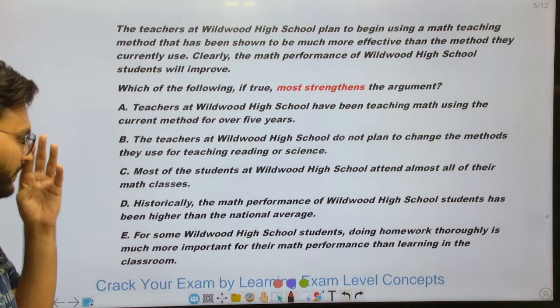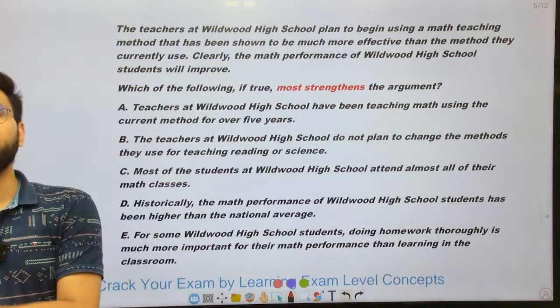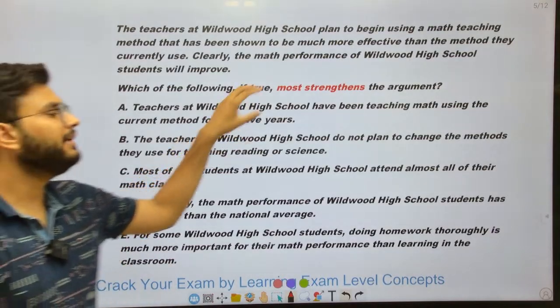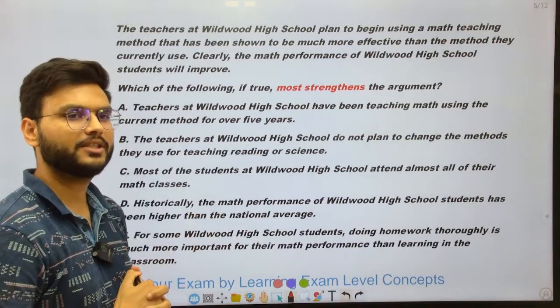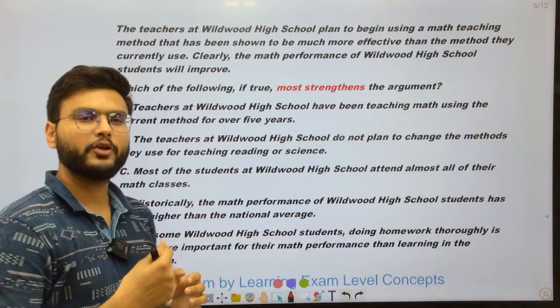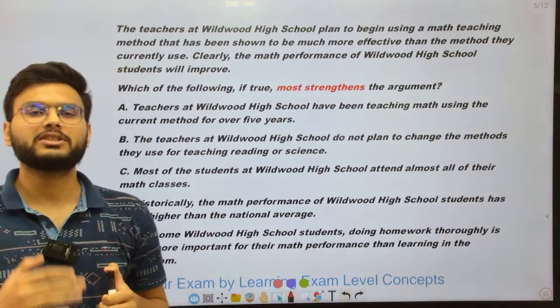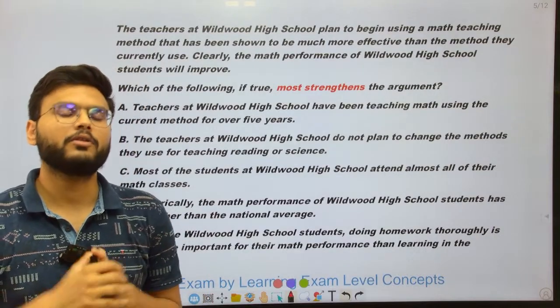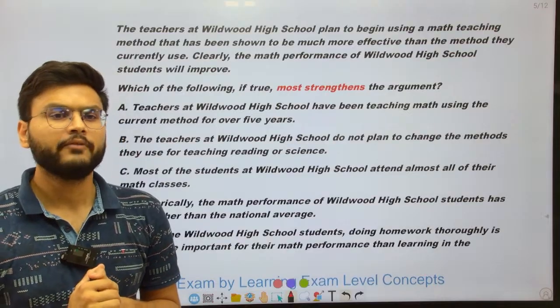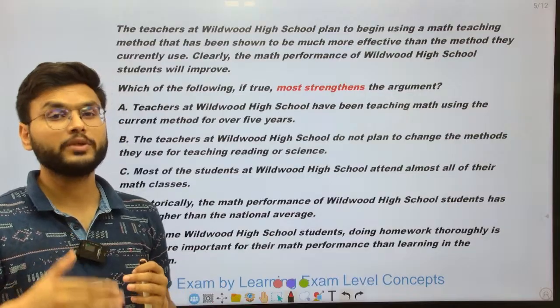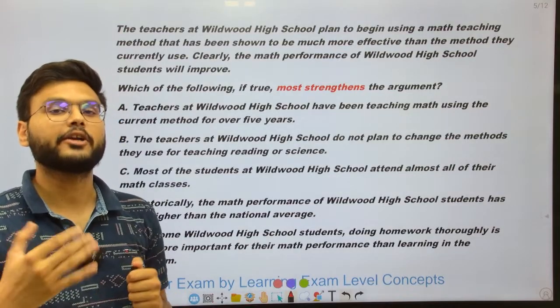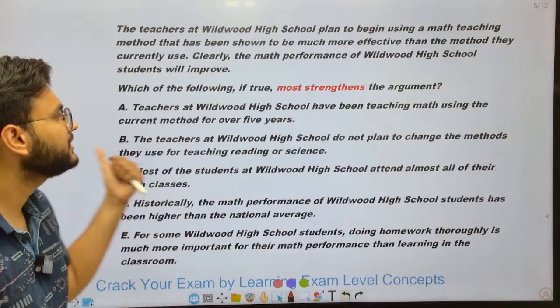Okay. Now, in critical reasoning, we have one of the common kinds of question which we call strengthen the argument. What is strengthen the argument? Strengthen the argument means something which gives you a reason to believe the author's conclusion, which basically increases the persuasiveness of the author's argument structure. That is called strengthen the argument.